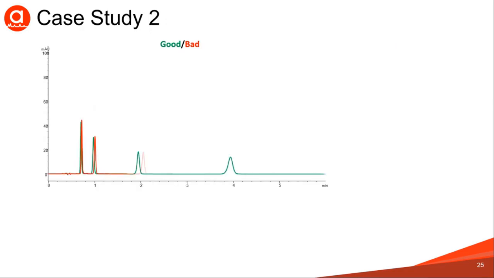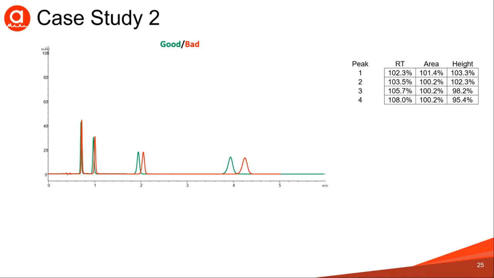In case study 2, we have a different pattern. So now we see the retention times are increasing and they are trending to larger values. The areas are approximately constant and the height is now decreasing and it is trending to smaller values. So this looks like a thermodynamic change.